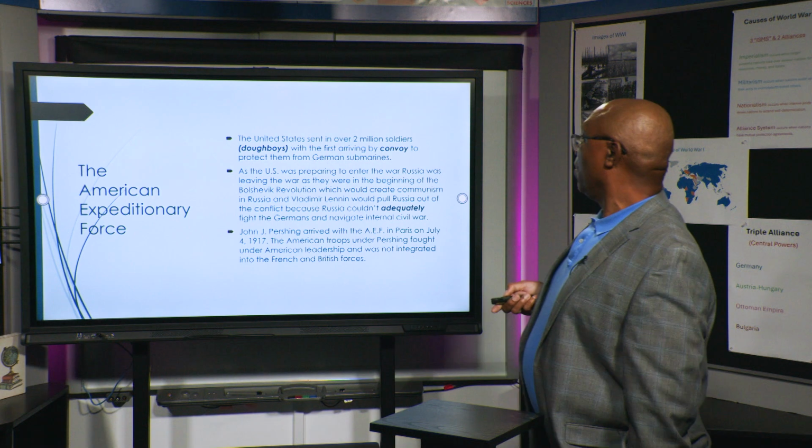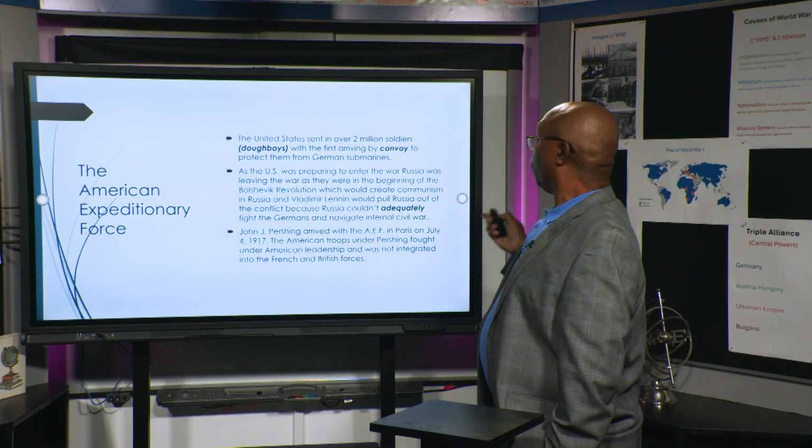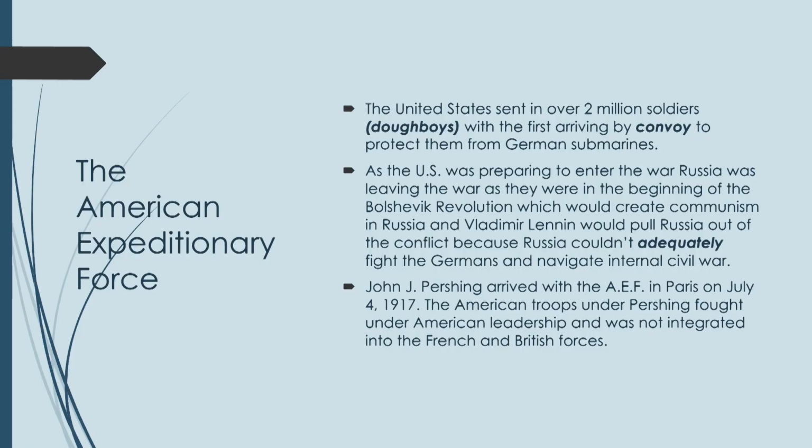They would be protected by American battleships. As the U.S. was preparing to enter World War I, Russia was leaving the war. They were leaving because they were having a revolution in their own country, and they couldn't adequately defend themselves in fighting World War I. Because of that, the Russians drop out, and the United States of America drops in on the Allied side.